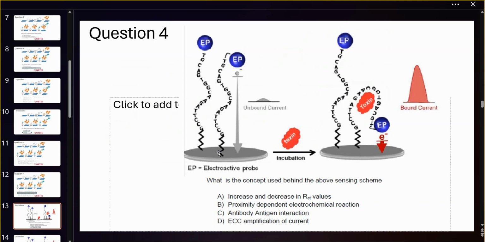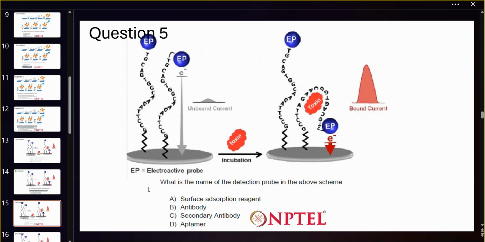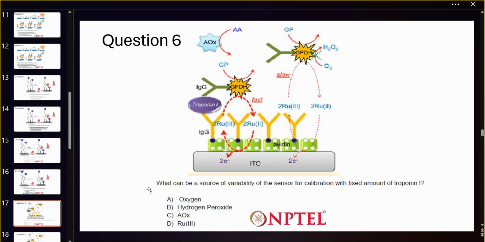So then the toxin is being incubated. What is happening is the toxin just goes and attaches to the specific area where it has very high affinity. It is attaching to that aptamer. Because of that, the electroactive probe is coming closer to the surface, and because it is coming closer to the surface, the electron transfer rate is increasing, and that is how the sensing is happening. That is how you can see the current intensity increasing when the electroactive probe is coming closer to the surface. So that is what happens in the second setup.